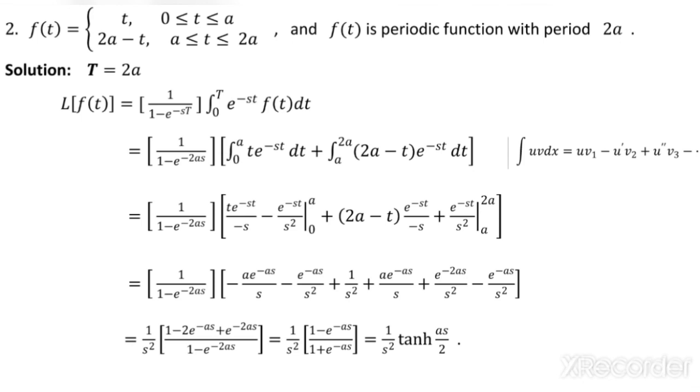Now again the same way we can simplify by taking numerator in the form (a minus b) the whole square, denominator is a square minus b square, so one term gets cancelled, so it gives (1 minus e power minus as) by (1 plus e power minus as), where again it is of the form (1 minus e power minus theta) by (1 plus e power minus theta), which is tan hyperbolic theta by 2. So here in theta's place we have as, so that's why it is tan hyperbolic as by 2. So the Laplace transform of f of t in this case is 1 by s square tan hyperbolic as by 2.